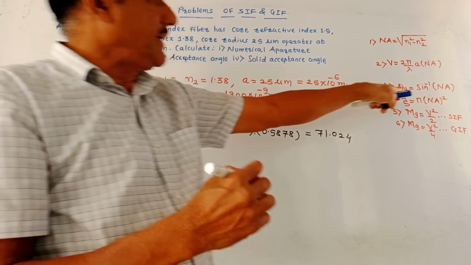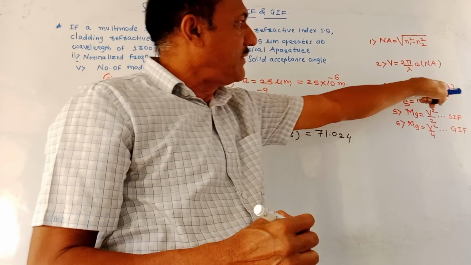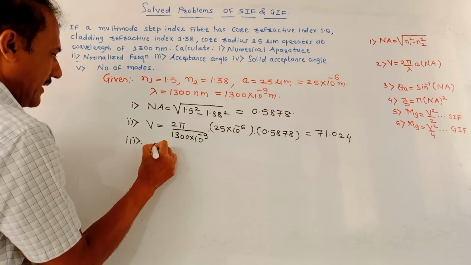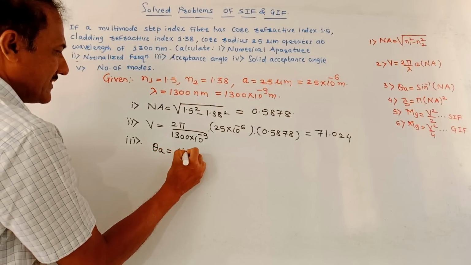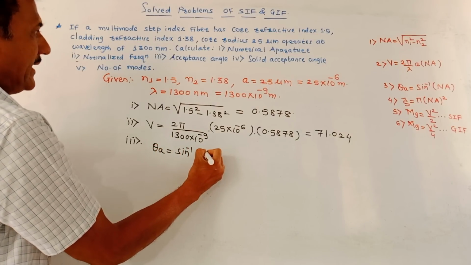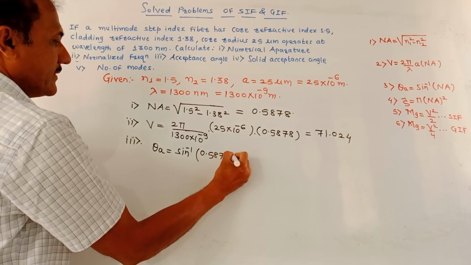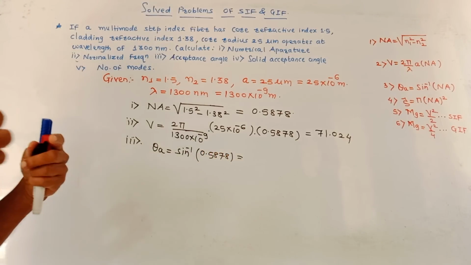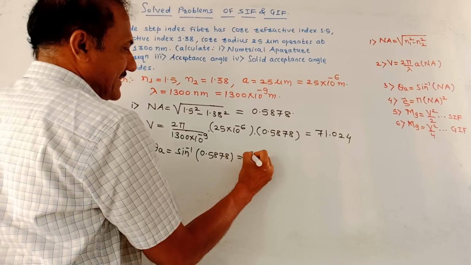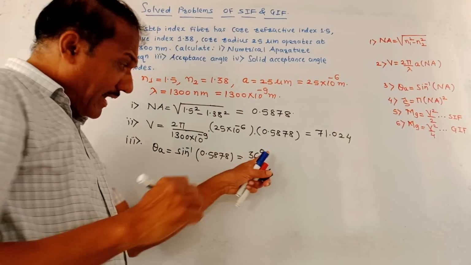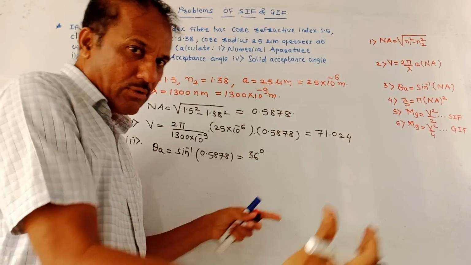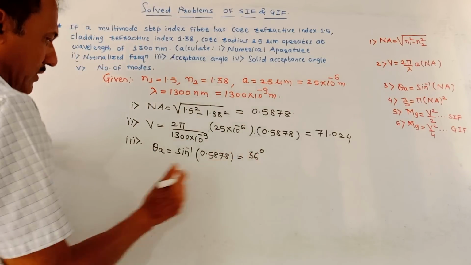Now third calculation. Acceptance angle theta A, very simple, sine inverse of NA. So theta A is equal to sine inverse of NA, that is numerical aperture, which is 0.5878. So the answer of theta A will be 36 degrees. Do remember, I have written unit degrees, that means I am operating the calculator in degree mode.